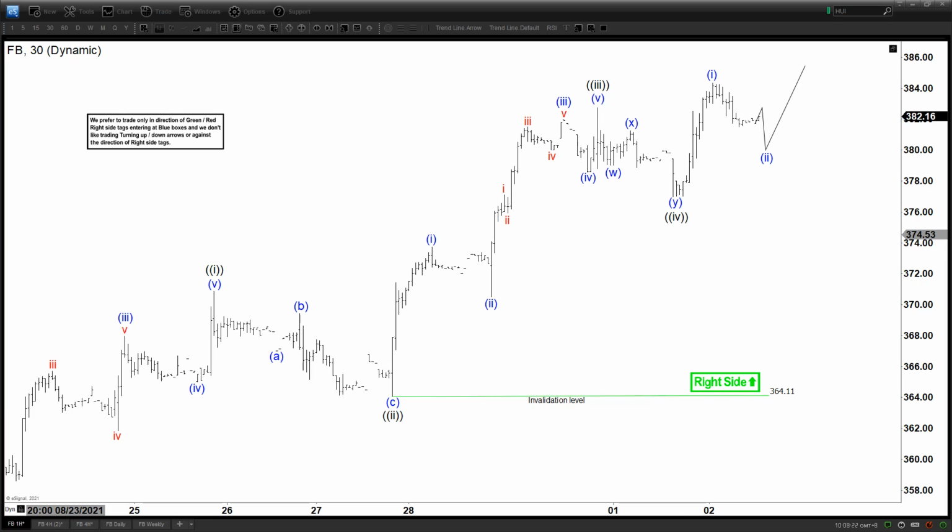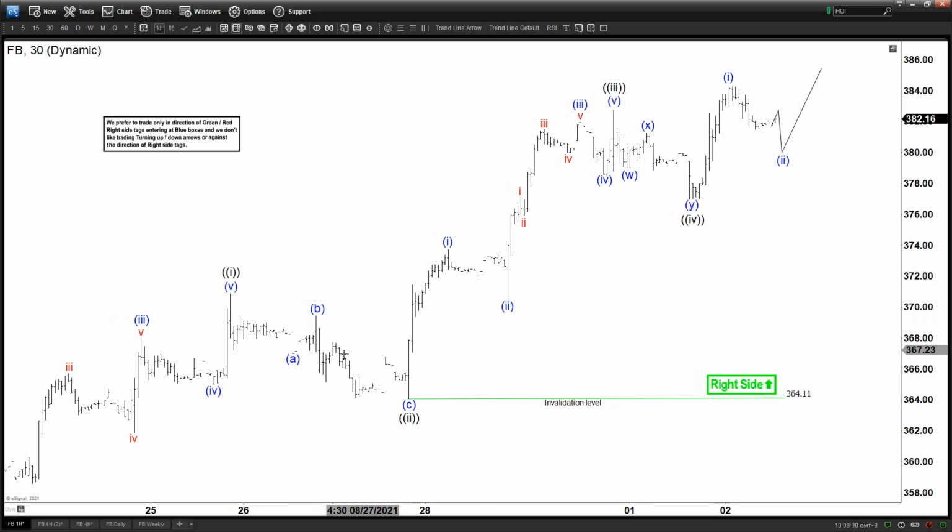Today we're going to be updating the chart of Facebook. This is a 30 minutes chart. We can see right here we are currently within an impulsive move to the upside. We have 1 here, 2, this is 3, this is 4, and we're looking for more upside within the wave 5. In the shorter cycle we can see more upside as long as we stay above this 4 in the black degree.